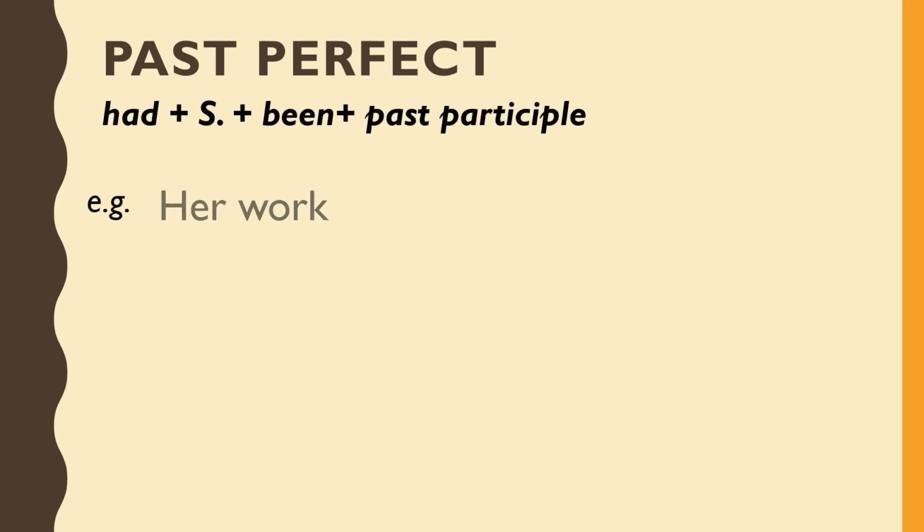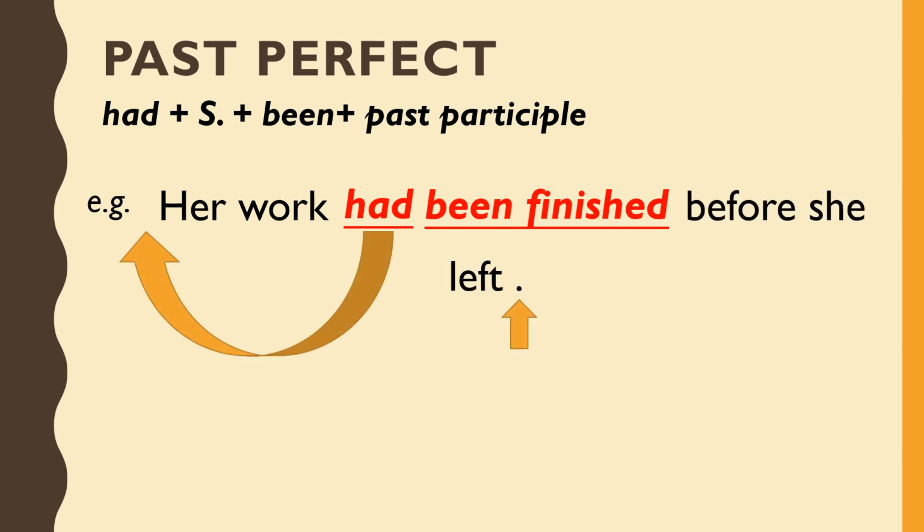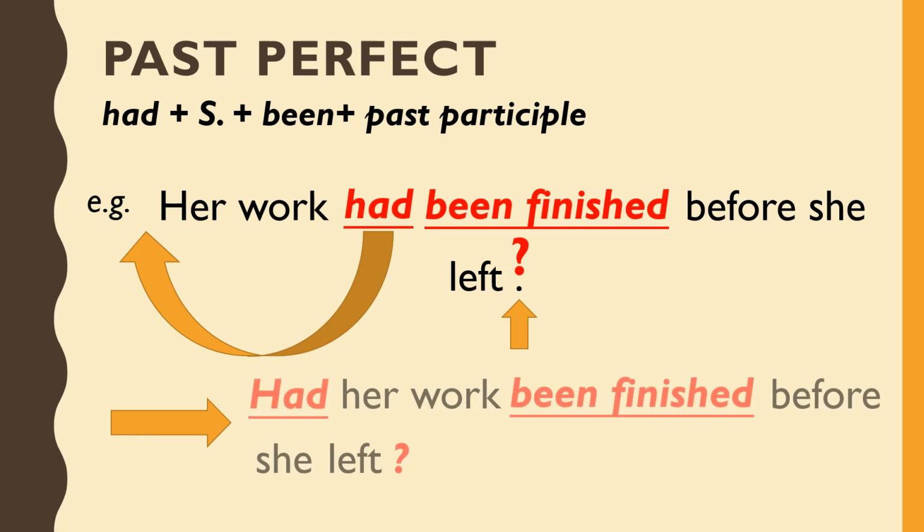Let's talk about past perfect tense. The passive sentence is, her work had been finished before she left. Then we put the auxiliary verb had to the front. The passive question would be, had her work been finished before she left?